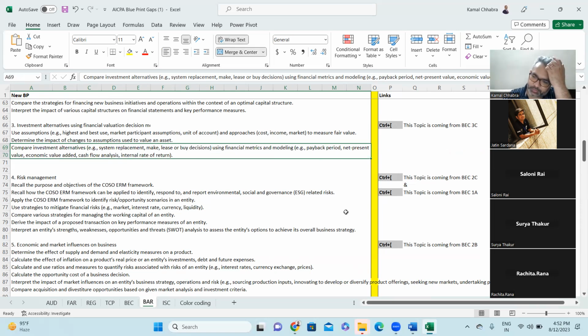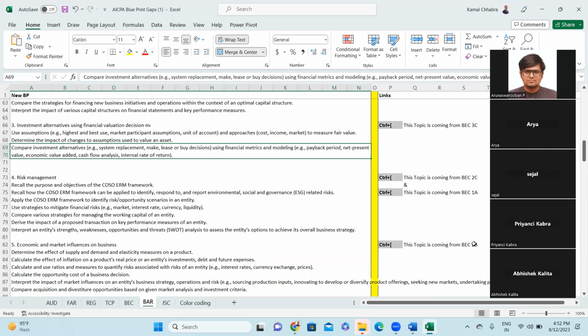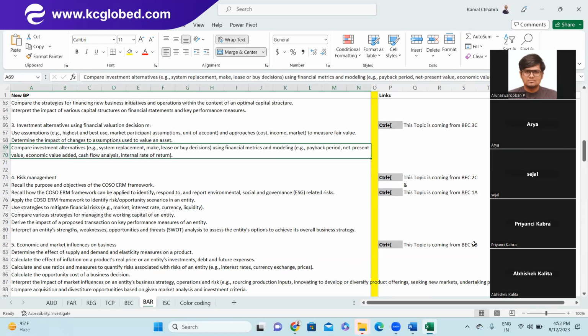Saloni, Surya, Rachita, you guys would like to add anything? Abhishek, Arya, are you guys here? We have just started. Yes.